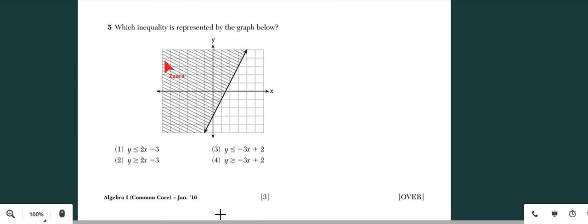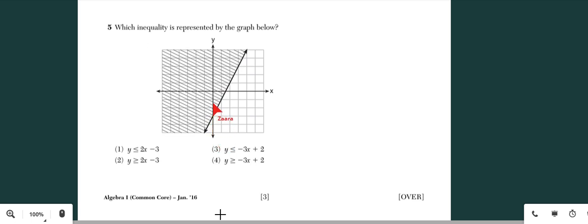Which inequality is represented by the graph below? If we are getting this type of question, what is our first priority? First is to get the equation for the solid line, and then with the help of the test point, we can get the inequality.